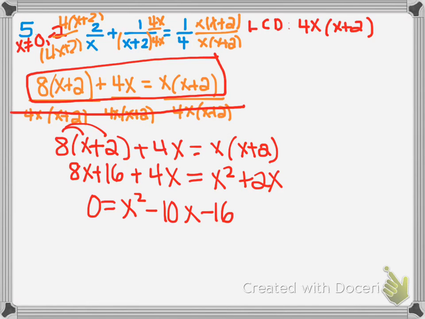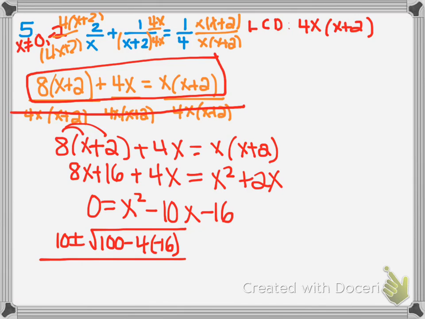Well, it's a quadratic and we need to solve it. So we can either factor, complete the square, use our graphing calculator, or do the quadratic formula. This actually does not factor, so we're going to have to do the quadratic formula. So we have 10 plus or minus the square root of 100 minus 4 times negative 16, all over 2.